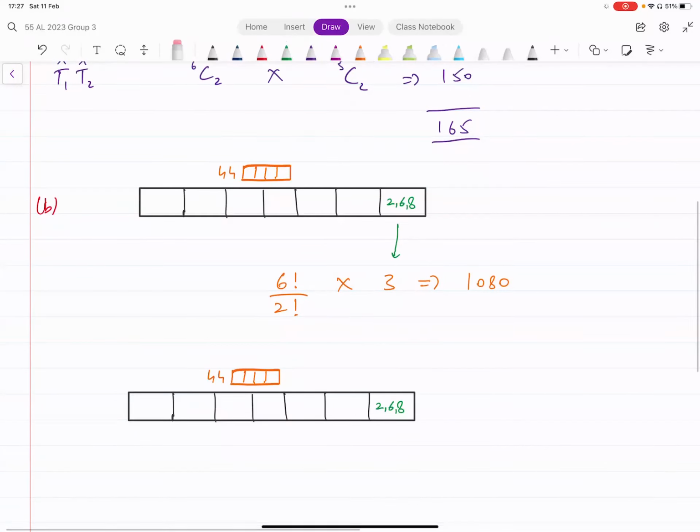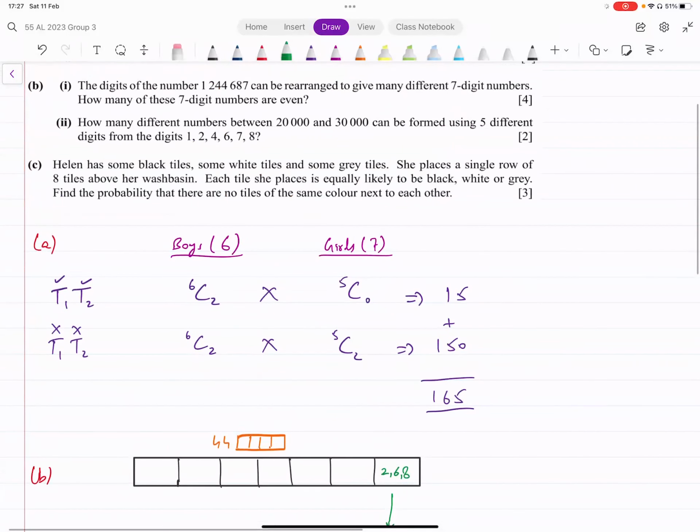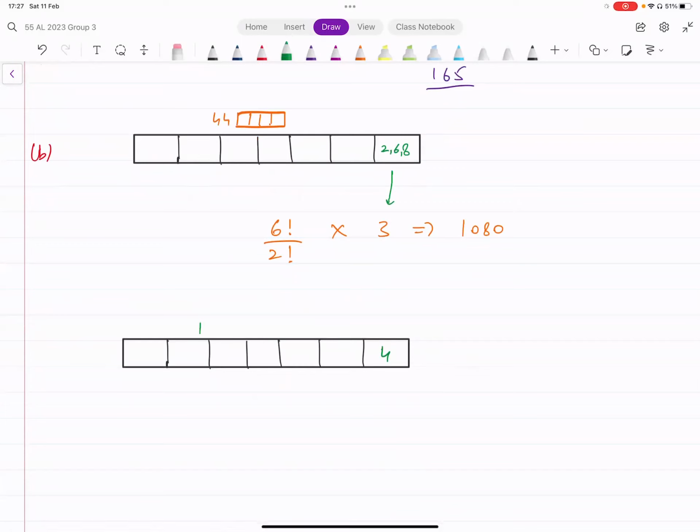Let's look at the other case now. उस केस में हमारे पास क्या है कि हम एंड पे 4 डाल देते हैं. अगर हम एंड पे 4 डाल देते हैं, what are the other numbers which are left now? 1 2 4 6 8 7, they're all different. 1 2 4 6 8 7, ये numbers आपके पास रह गए. There are 6 numbers. इनको आपने 6 places में place करना है.